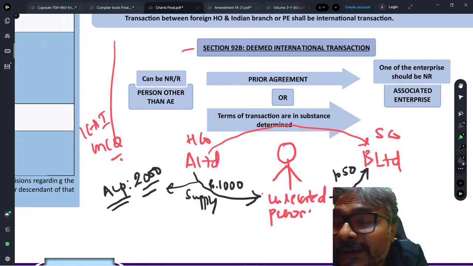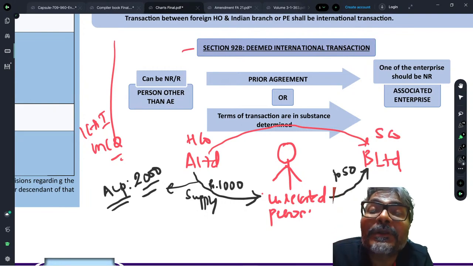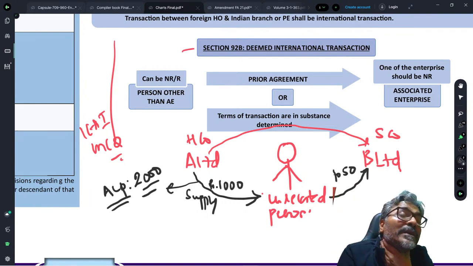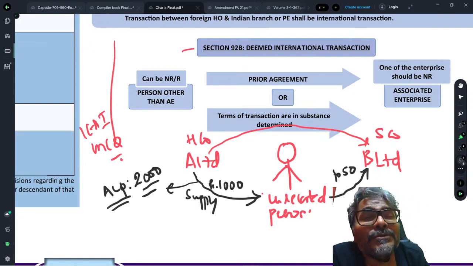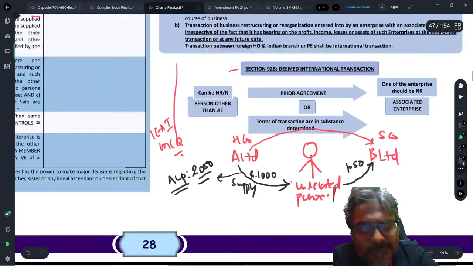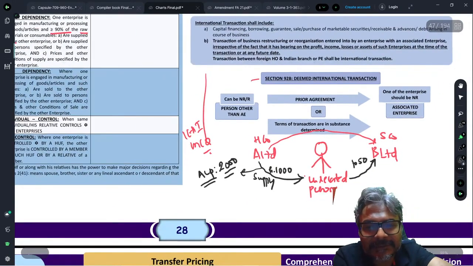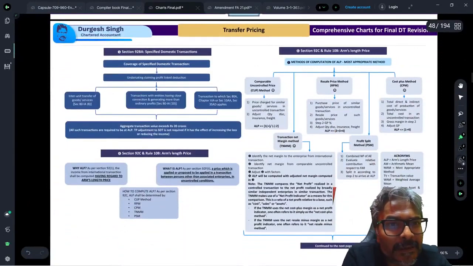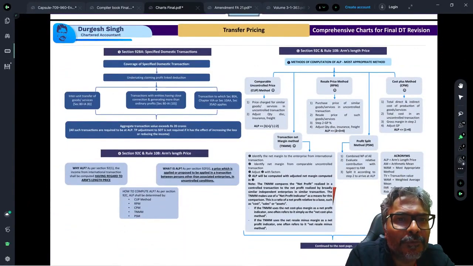If there was a prior agreement between the two parties, then in that particular case, this will be considered as a deemed international transaction. And if it is a deemed international transaction, students, can we say that the transfer pricing provision will be applicable? Answer is yes. Please keep in mind, students, what I have discussed just now was targeted in the MCQ. I am doing MCQs also in this particular way, so that all the important MCQs are also getting covered in our discussion.